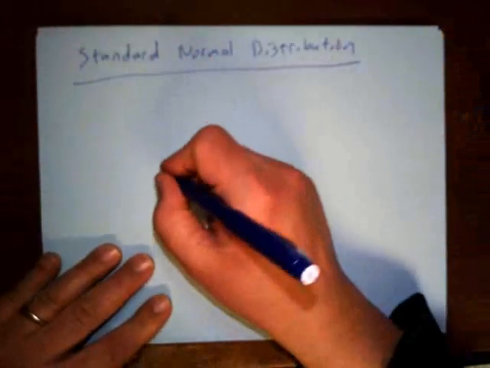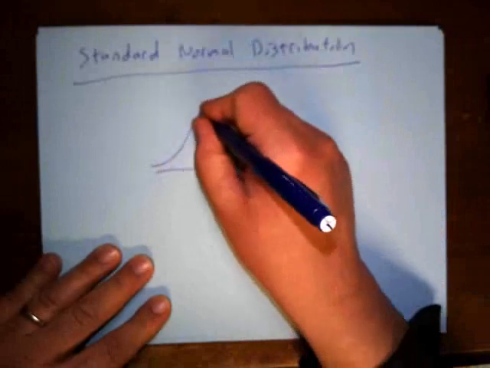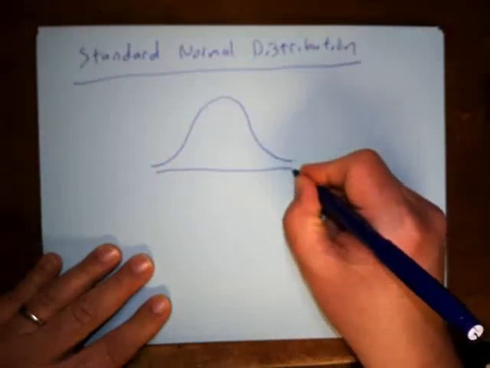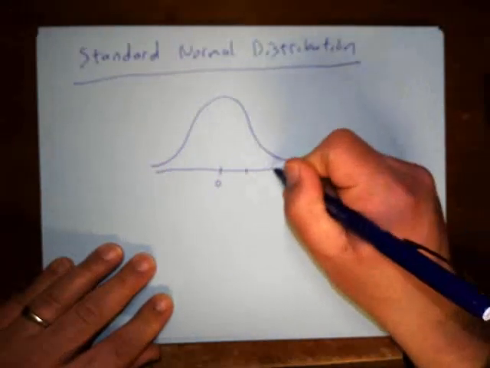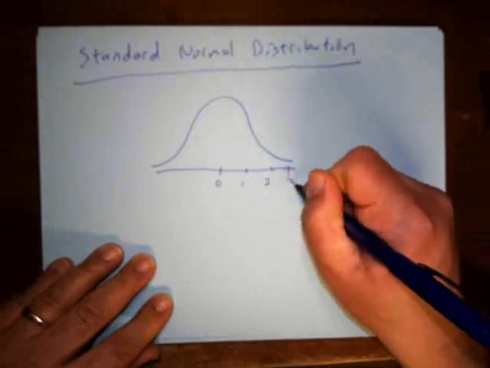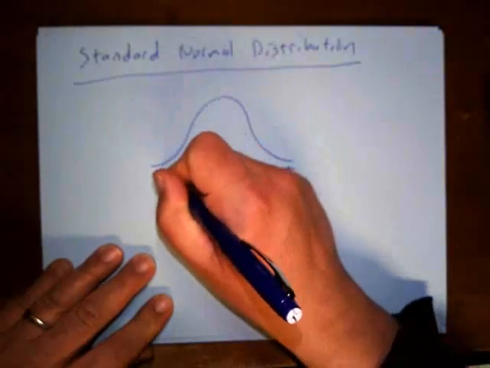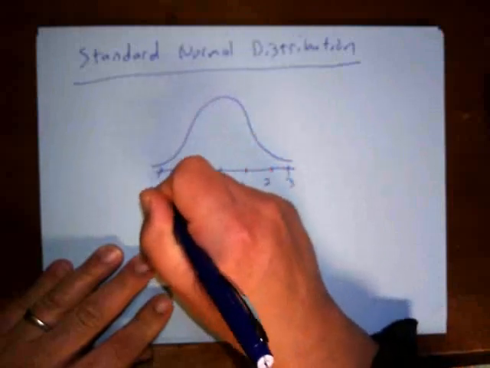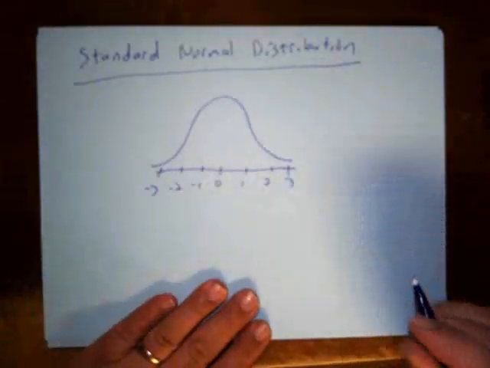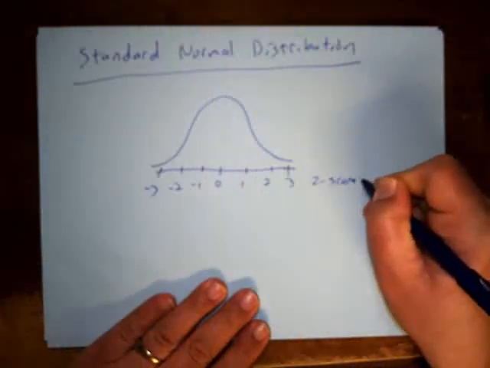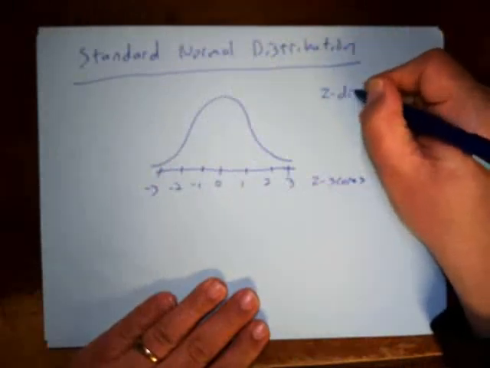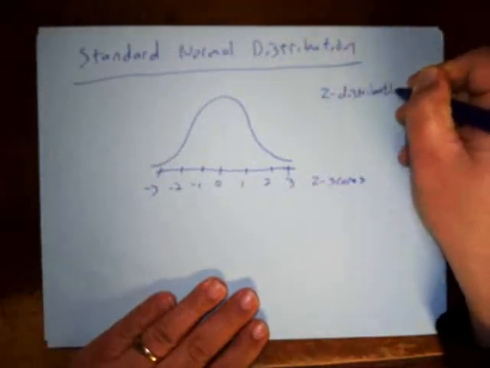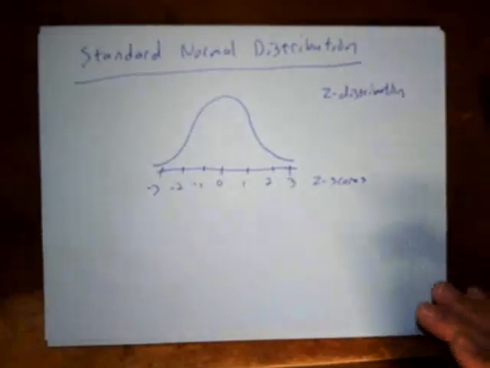Okay, so all this is, it's like a normal distribution, except along the bottom you have z-scores. So the center will be 0, and you're going to have 1, 2, 3 above, and -1, -2, -3 below. Okay, and so these are z-scores down here. So it's usually called the standard normal distribution. Sometimes it's called the z distribution. Okay, so oftentimes the standard normal table is called the z table.